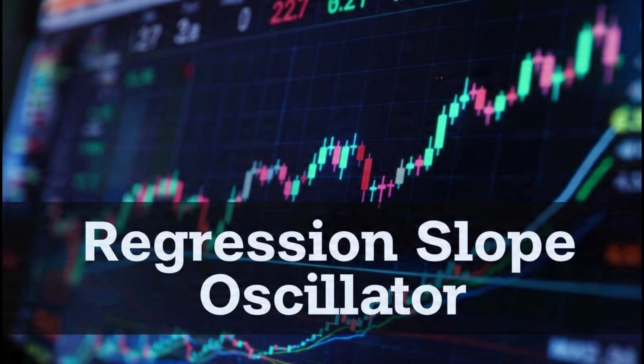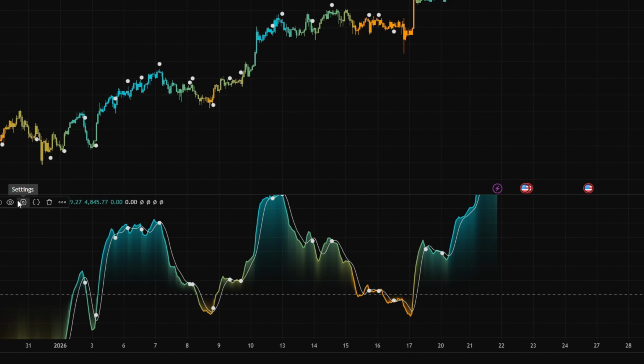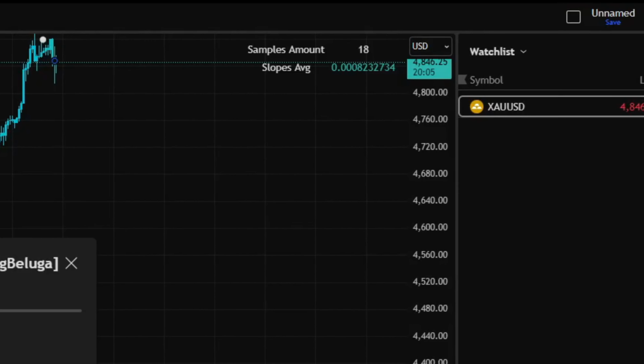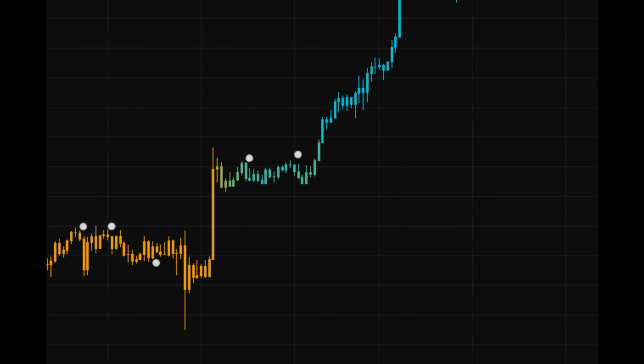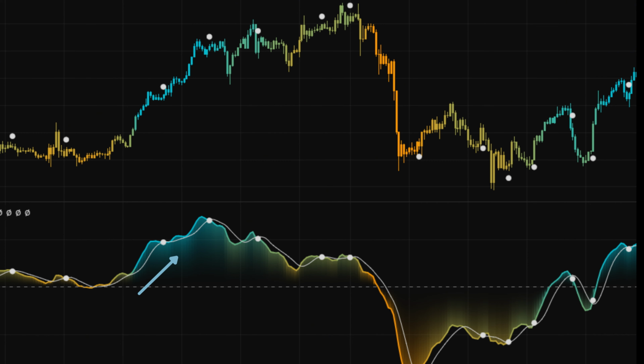Now, as stated before, the purpose of this indicator is to calculate regression slopes across a user-defined range. For example, from 10 to 100 with steps of 5. We have the oscillator line here, which averages all these sample slopes. Up at the top, we have the dashboard, which displays the number of slope samples and the current average slope value. The coloring is dynamic. It goes from orange to aqua based on slope extremes. When the oscillator rises, price trend is strengthening. When it falls, momentum weakens.